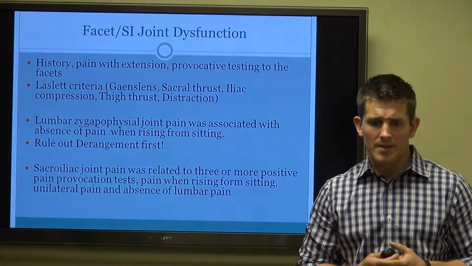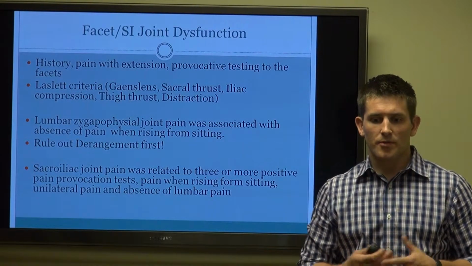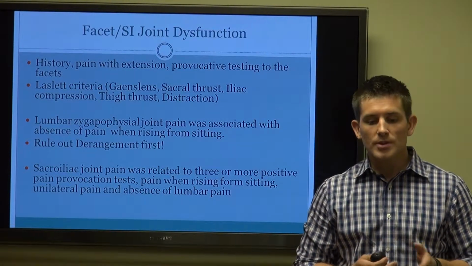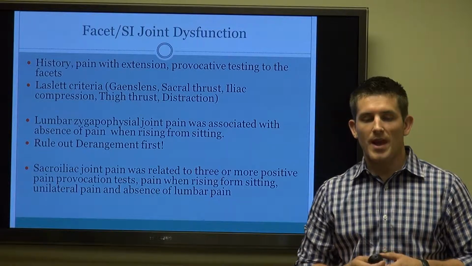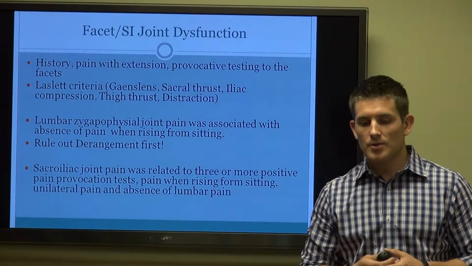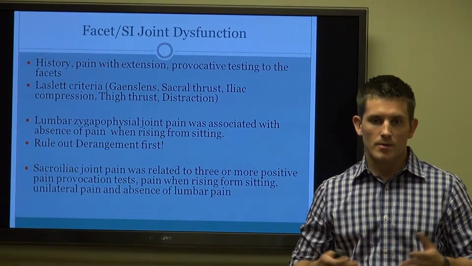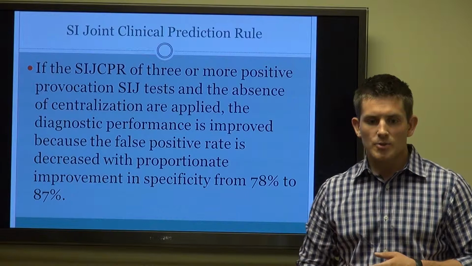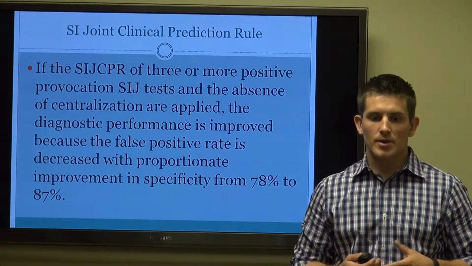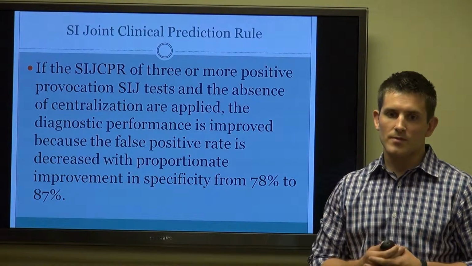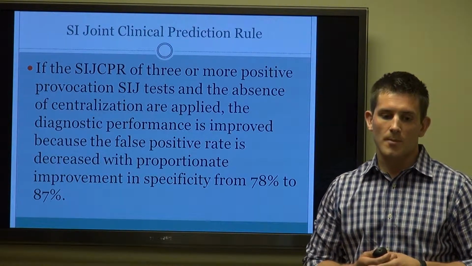So we'll talk about this again, that the sacroiliac joint is related to 3 or more positive findings, pain when rising from sitting, and usually unilateral pain without any lumbar pain. So it typically will be under the lumbar spine, and there shouldn't be any lumbar pain, although again, we could have multiple areas affected. The SI joint clinical prediction rule is a battery of tests that Dr. Laslett came up with.